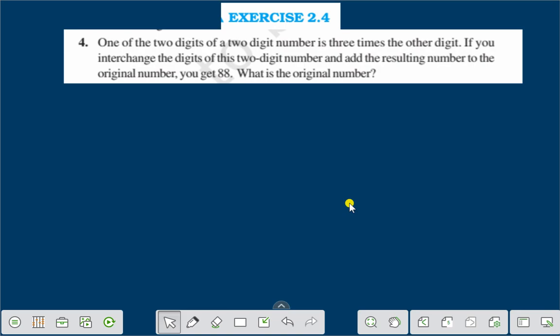One of the two digits of a two-digit number is three times the other digit. If we interchange the digits of this two-digit number and add the resulting number to the original number, you get 88. What is the original number?